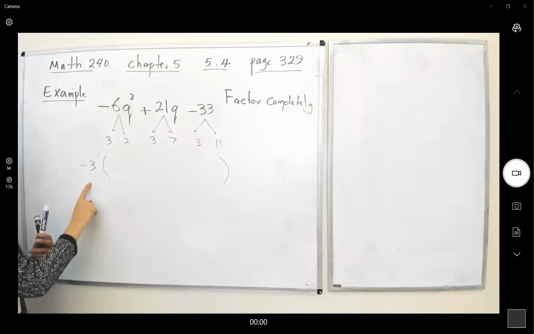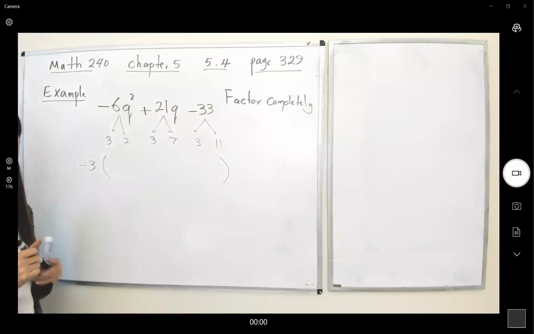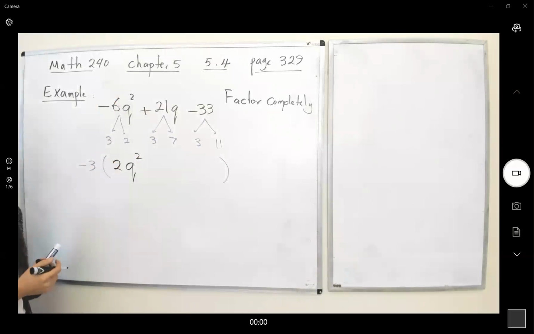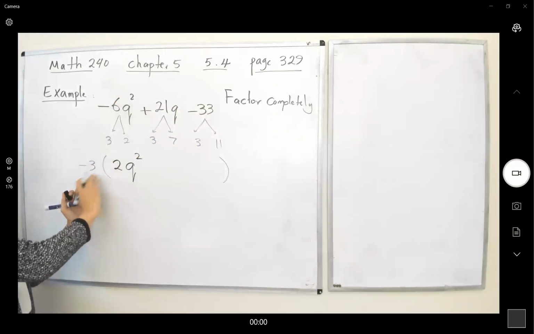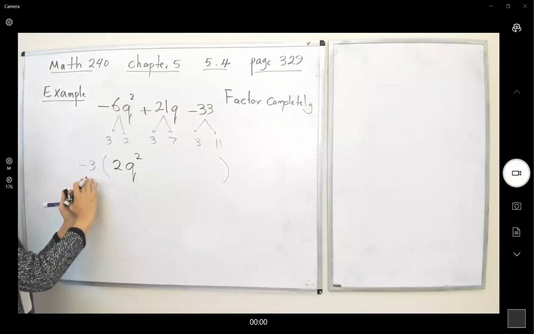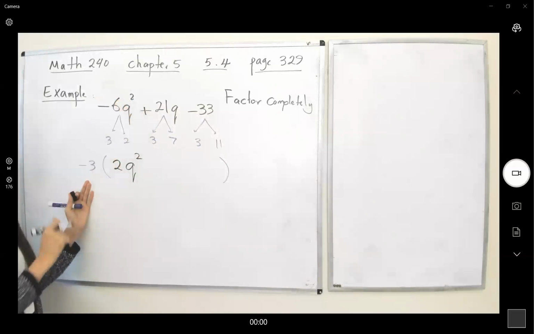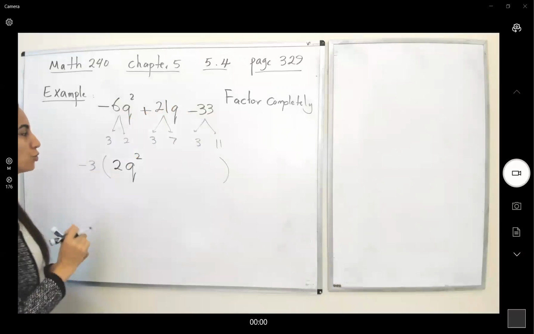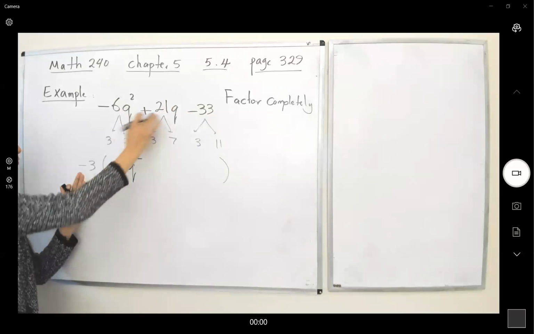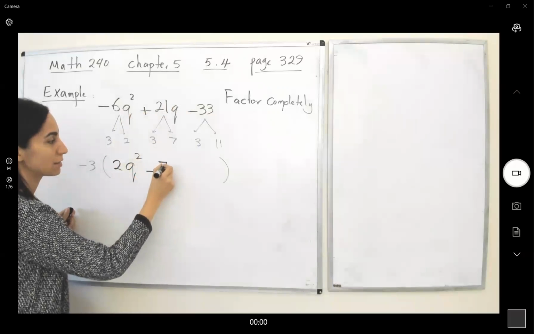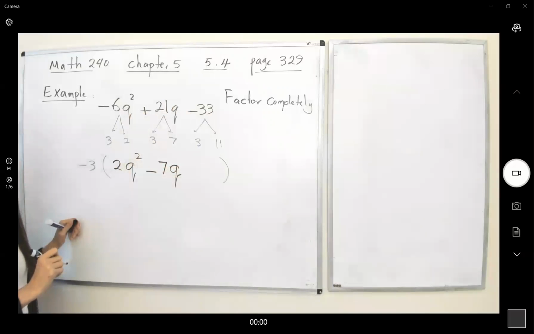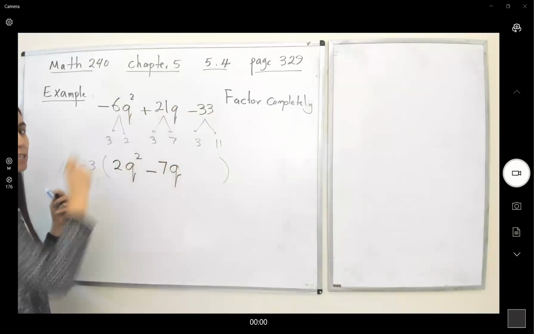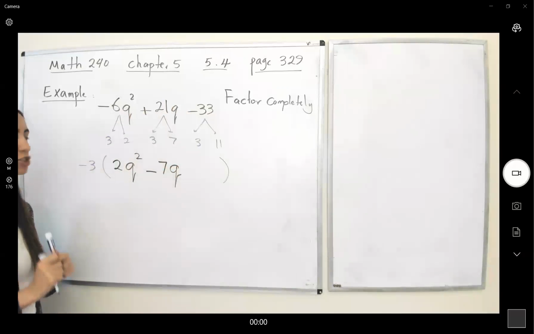Negative 6 divided by negative 3 gives you positive 2 back. 2q squared. You can just double check this. If I distribute this back into parentheses, I get negative 3 times 2, which is negative 6. So far, I'm on the right path. 21q divided by negative 3 gives me minus 7q. Again, negative 3 times negative 7 gives me back the positive number, 21, which is positive.